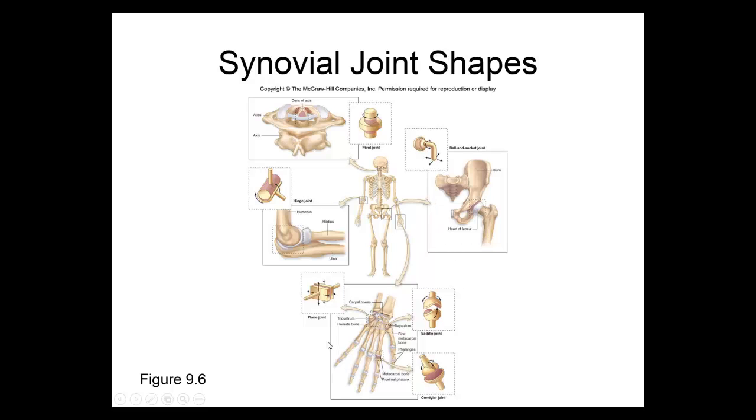So we'll see, for example, let's start with the gliding here, or the planar joint. So we can call it a plane joint, gliding joint, or planar joint. And that's between the intercarpal. So it's an intercarpal joint or intertarsal, between the tarsal bones and each other, will have this type of joint where it allows only sliding, gliding over each other.